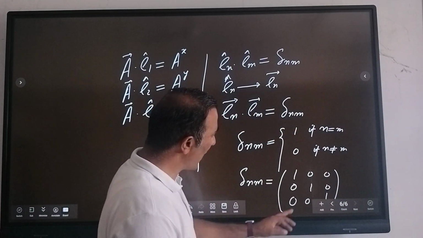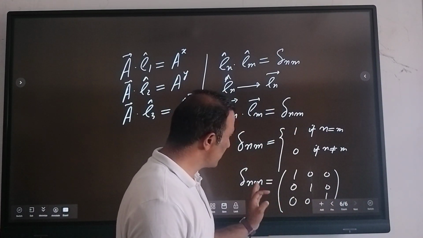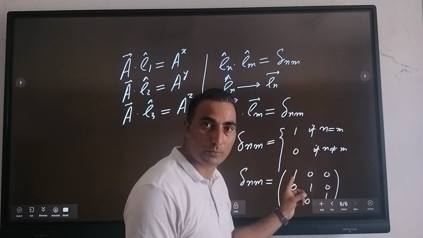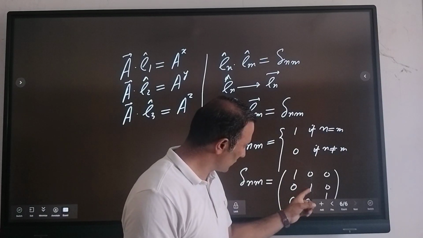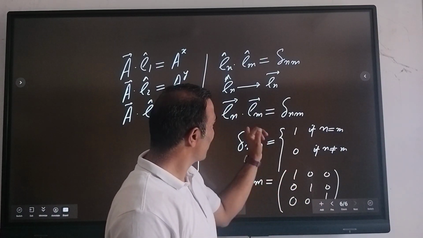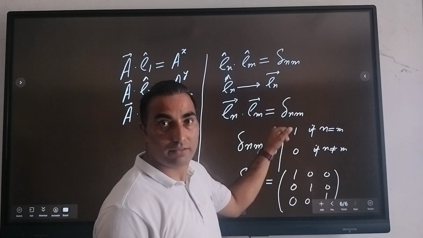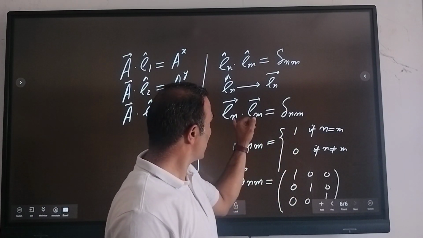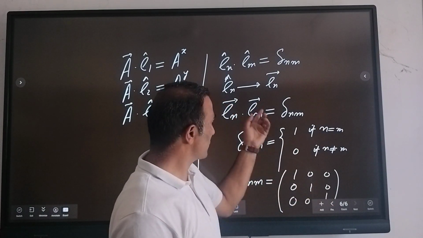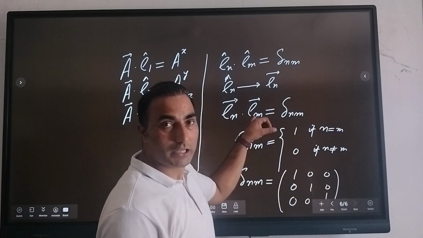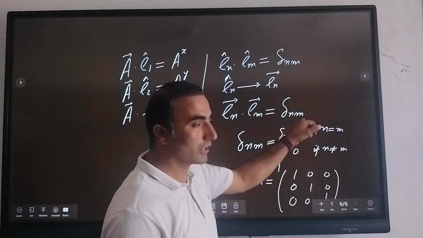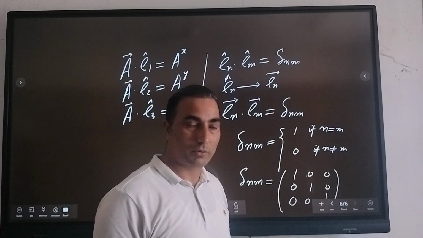So this delta nm, if you talk about it in three-dimensional space, the first component corresponds to 1 1, this corresponds to 2 2, this corresponds to 3 3. So that means we can have E1 dot E1, that is this one, or E2 dot E2, that is this one, and E3 dot E3 will be equal to this one. The rest, if you take E1 dot E2, that is 0 because n is not equal to m. So this corresponds to that Kronecker delta.